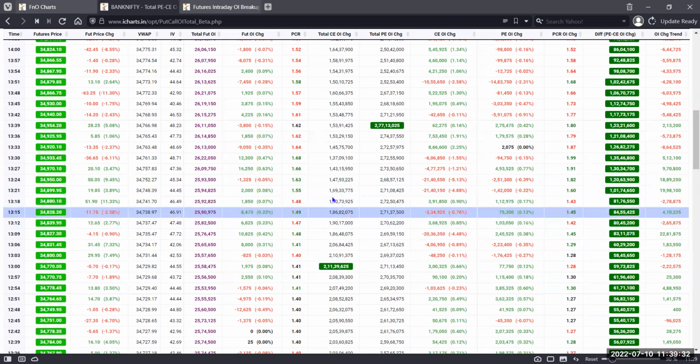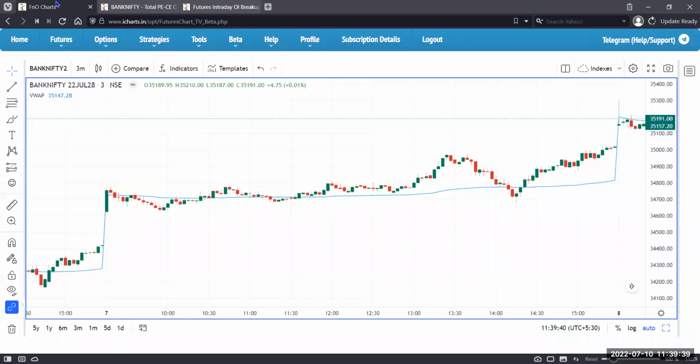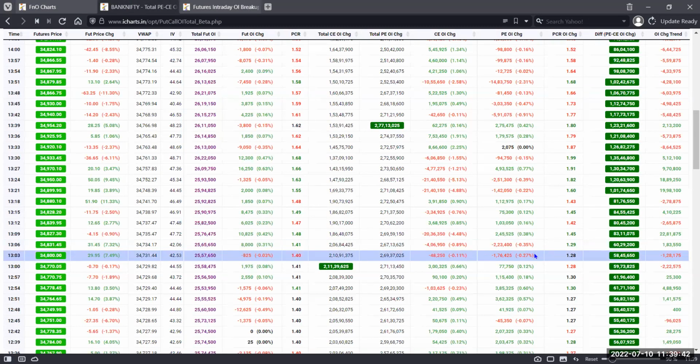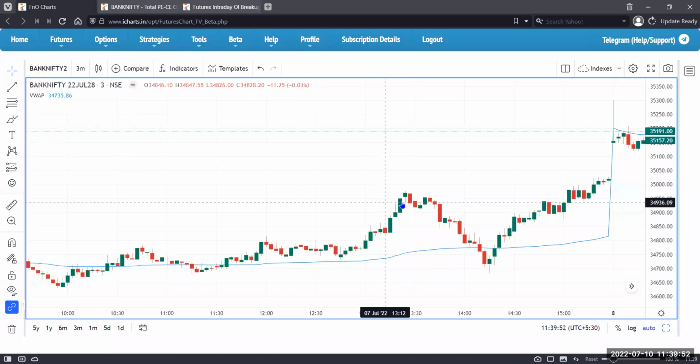One thing that I do, whenever I see a significant unwinding, then for that particular bar, say over here, at the close of 13:9, 3 minute bar, there's huge unwinding. This bar gets closed at 13:9. So from the 13:9 bar, next bar onwards, I want to see a strong up move because unwinding has happened on the call side.